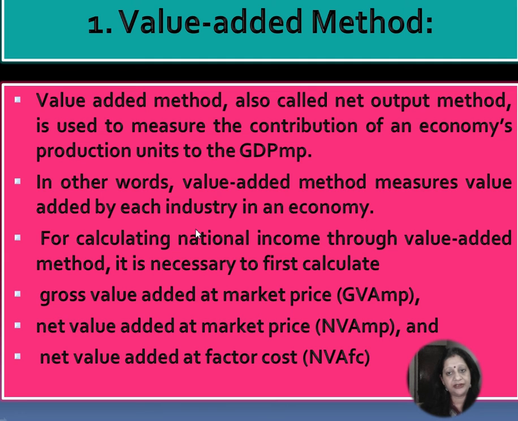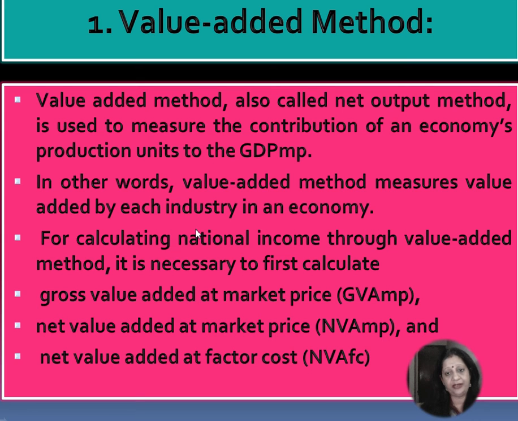Value added method, also called net output method, is used to measure the contribution of an economy's production units to the GDP at market price. That means gross domestic product at market price. Here MP means market price. So in the value added method we measure the contribution of the production units in an economy, or you can say the total production that takes place in the country is calculated by the value added method.